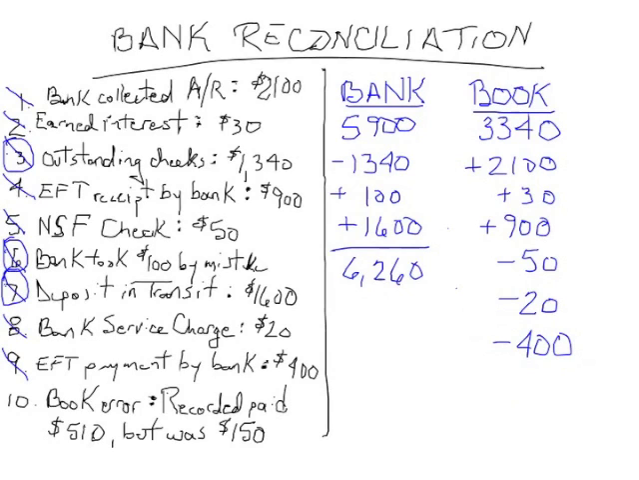The last one says, quite plainly, book error. We made an error. We recorded that we paid $510, but the check was really only $150. So we have to add back the difference, which is $360 to correct that error because our book balance was too low. Well, that's a lot of crazy math, but if you get your calculator, you're going to see that, voila, we have done a successful bank reconciliation.